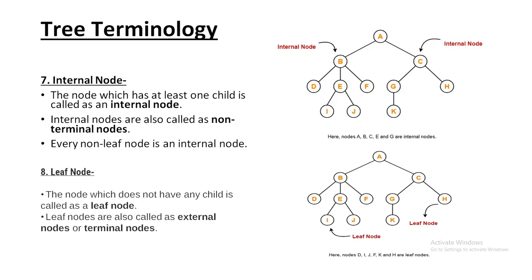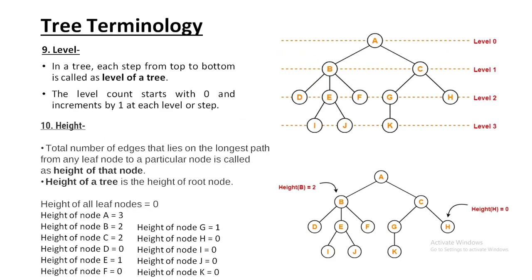Leaf node is the terminal node which does not have any child. Here B and C are the internal nodes, and I, J, K and H are the leaf nodes. Level is each step from top to bottom, and it starts from 0.